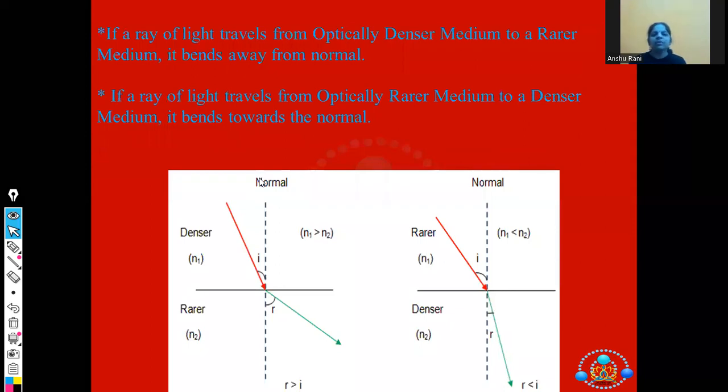If ray of light travels from optically denser medium to optically rarer medium, it bends away from the normal. You can see here, it is incident ray, it is moving away from the normal. When a ray of light is moving from rarer to denser medium, it is moving towards the normal.